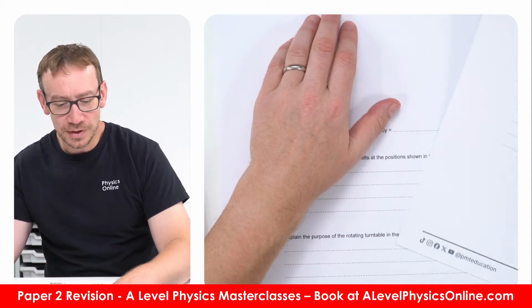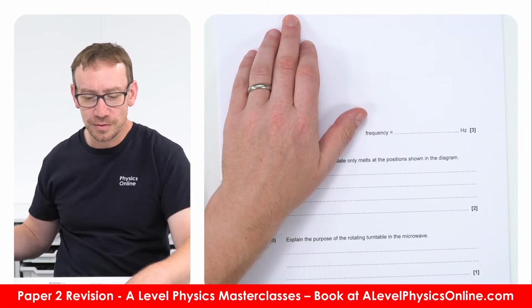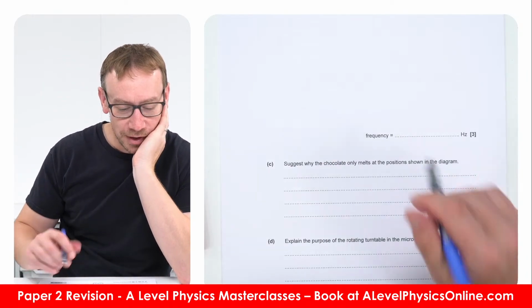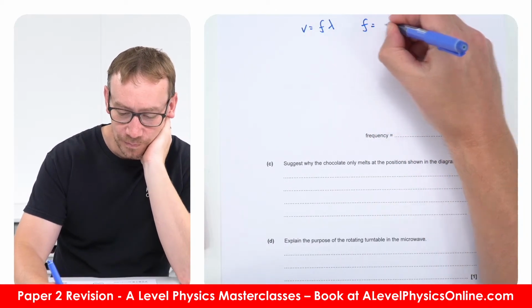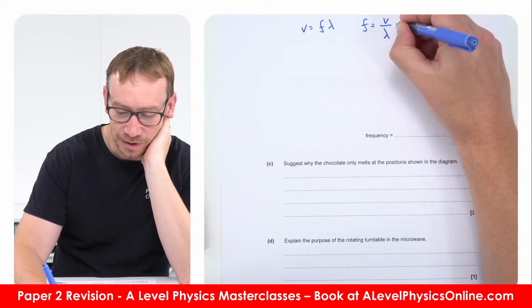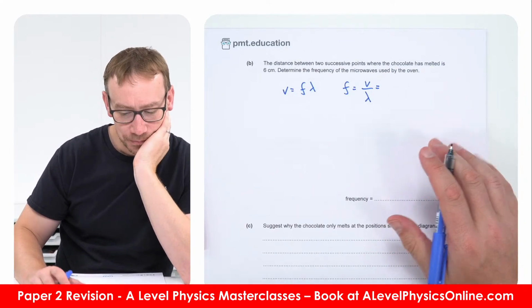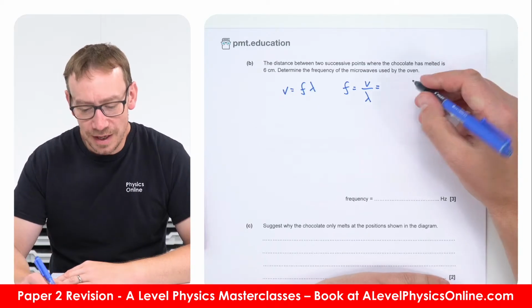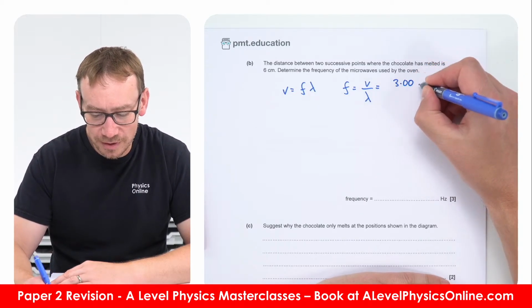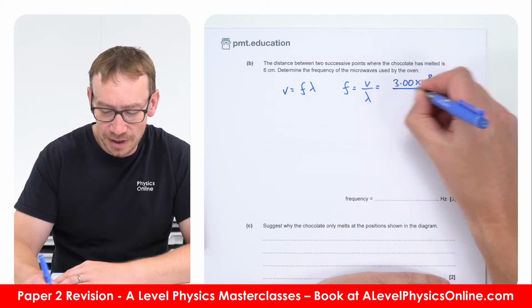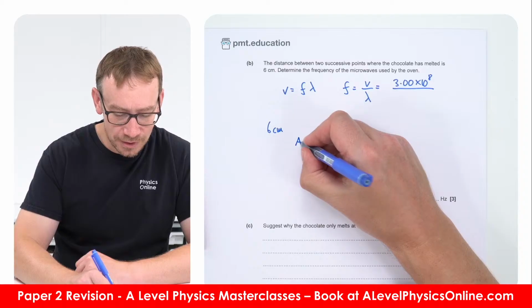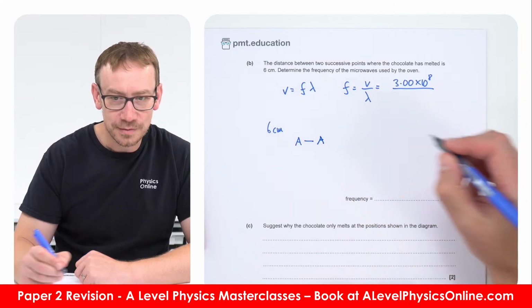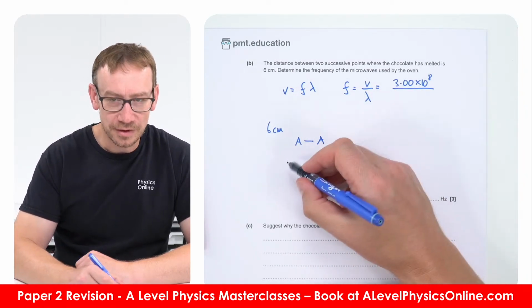It says the distance between two successive points where the chocolate has melted is 6 centimetres. Determine the frequency of the microwaves used by the oven. So I'm just going to use the wave speed equation that says V is equal to F lambda, and therefore F is equal to V over lambda. Now, if it's a microwave, we'll assume that it's travelling at the speed of light, the speed of electromagnetic waves, so 3.00 times 10 to the 8. Now the wavelength, well, it's going to be 6 centimetres from an antinode to another antinode. And an antinode to an antinode is equal to half the wavelength.